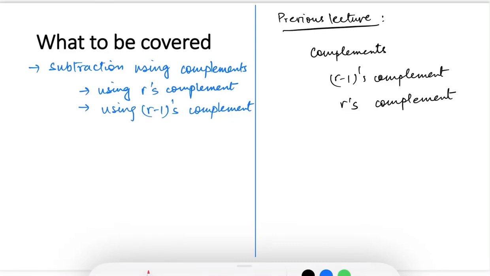Okay, students, in the last lecture, we completed complements, and we did two types of complements: r minus 1's complement and r's complement. How to calculate complements we have already learned. And in this lecture, we will be learning subtraction using complements. Using both types of complements, we will be learning subtraction.